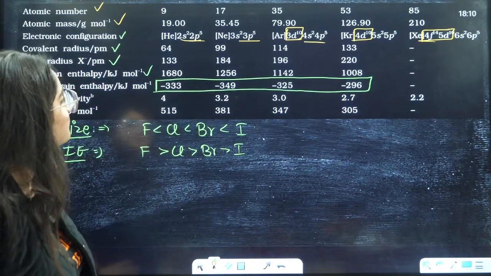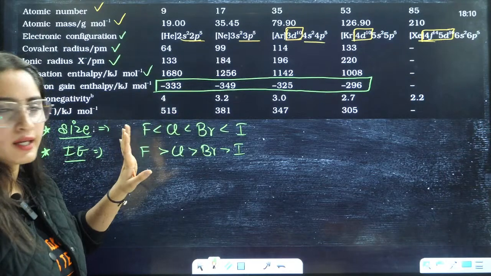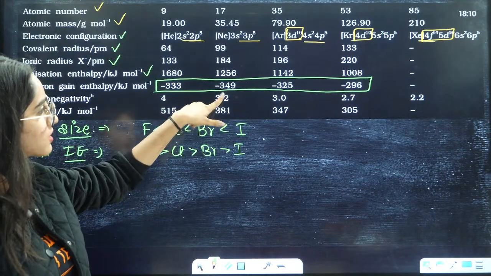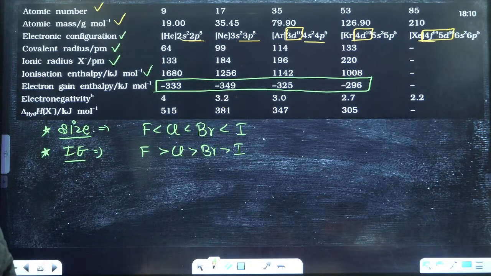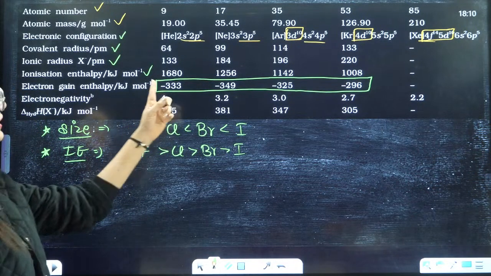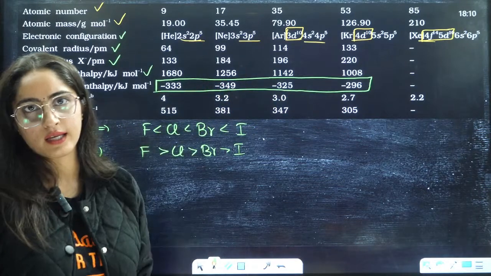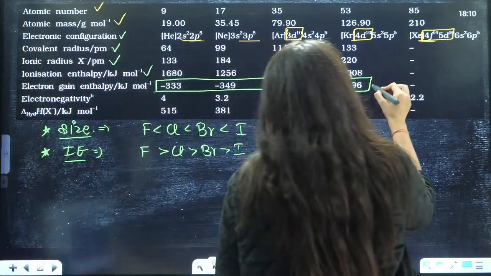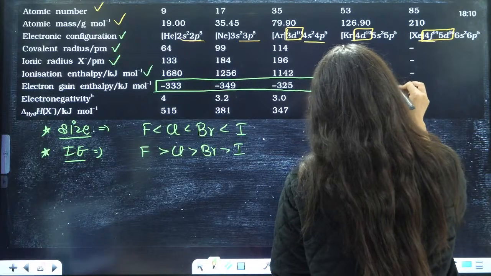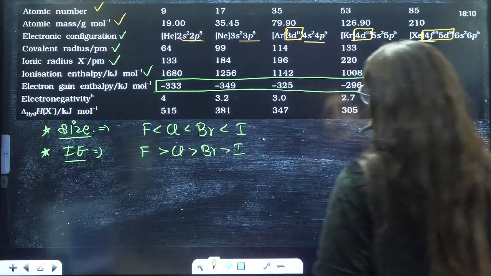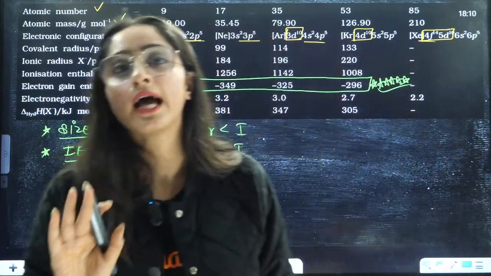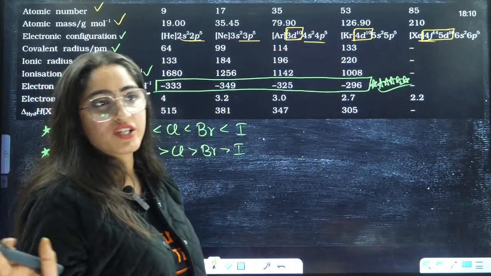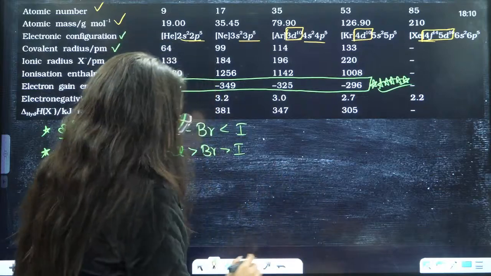What is that? -333. Then it has increased. Then it has decreased and decreased. Can you see that, anybody? Firstly, it has increased, then decreased, then decreased. That means this is where the question will be asked. Very, very important trend. It has been asked so many times. Check out your previous year question. It has been repeatedly asked, right?